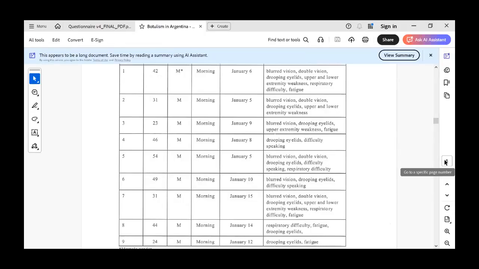Common symptoms included drooping, amongst all of them. That was common, drooping eyelids, and then the other symptoms would have included blurred vision, double vision, fatigue, respiratory difficulty. Okay, excellent. All right, so you said the cases occurred from January 5 to 15. What about the median age? You mentioned the age range. What's the median age?